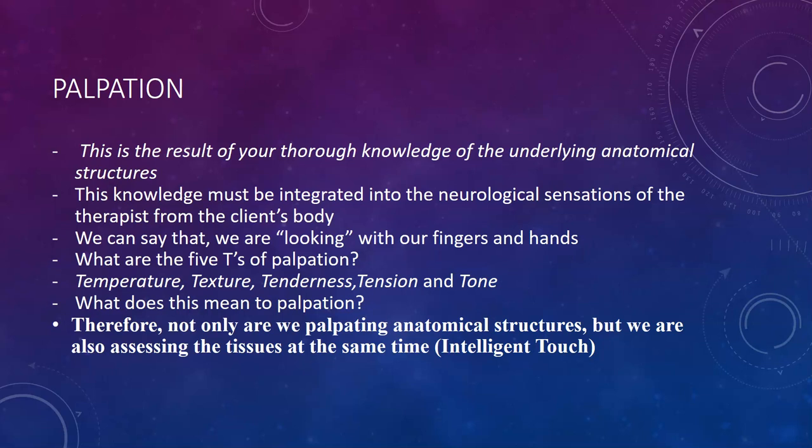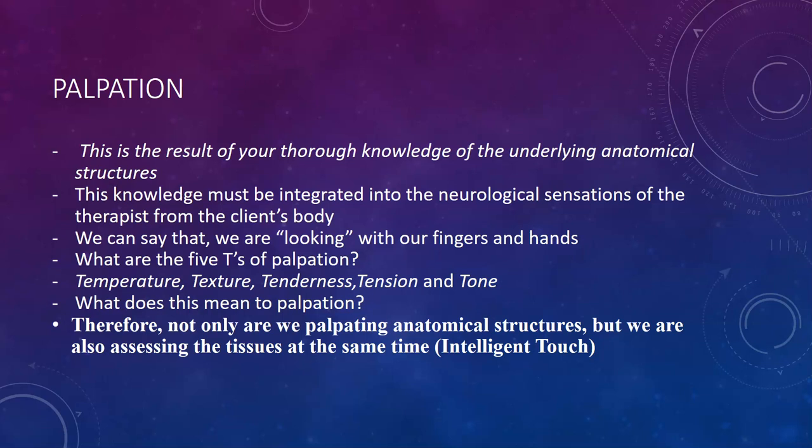In massage therapy, we say there are 5 T's of palpation. When I am touching someone, I'm trying to get a sense of the temperature of the tissue that I'm touching. The texture: is it firm? Is it soft? Is it wet? Is it dry? Tenderness: how painful is it for the patient when you touch it? What is the tension in the muscle, meaning tightness, and what is the tone? Tone, we'll talk about this a bit later, is a preset by the brain that keeps the muscle in a somewhat constant state of contraction.